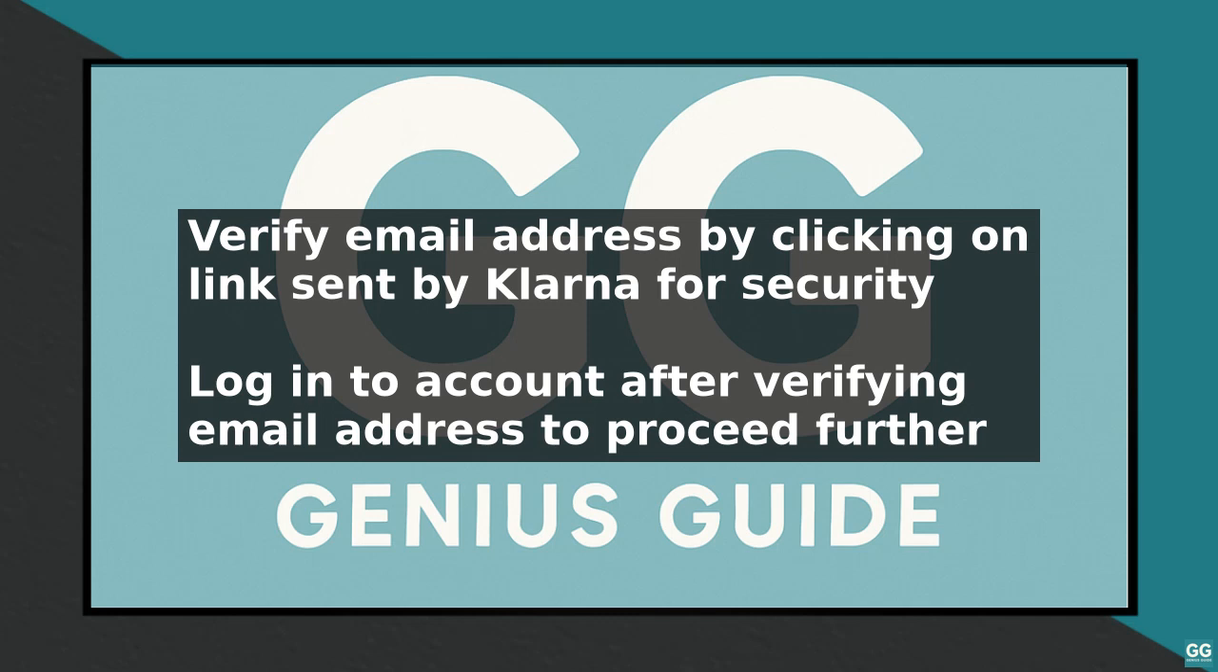You can do this by clicking on the Add Payment Method button and selecting the type of payment method you want to use, such as a credit or debit card. Enter the required information, including the card number, expiration date, and security code. Once you have added a payment method, you can start using Klarna to make purchases online.